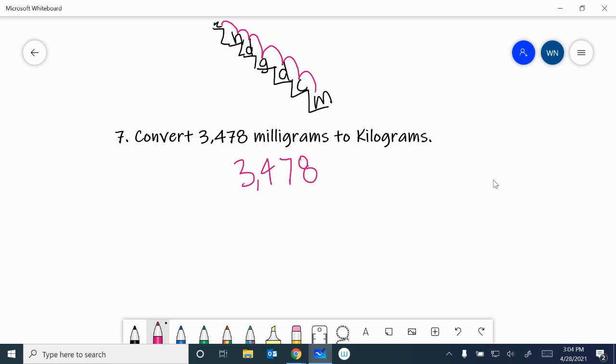So we have to take this 3,478 and divide, move that decimal left 6 times. So it starts here. 1, 2, 3, 4, 5, 6. So I can see I need to add in 2 zeros there. So that is the answer. You should have 0.003478 kilograms. That was quite the jump there.